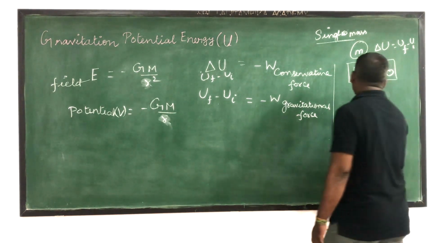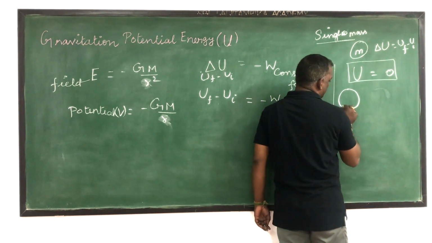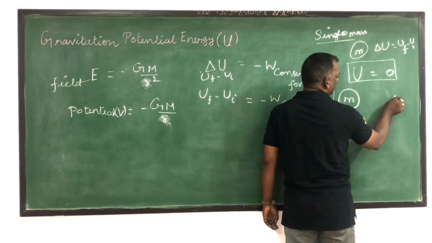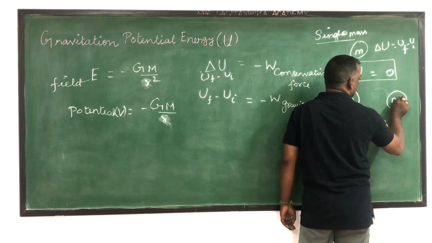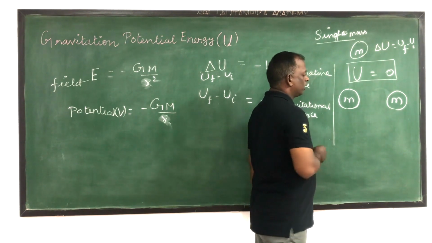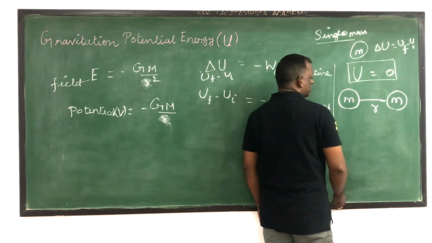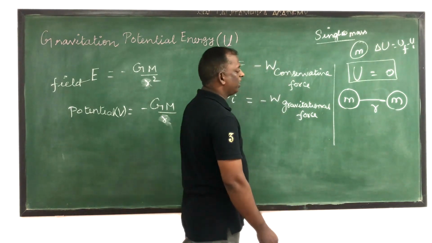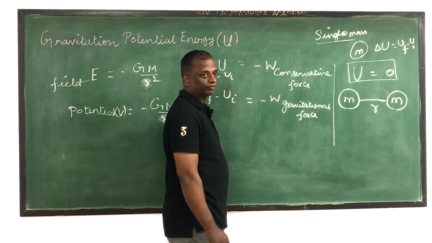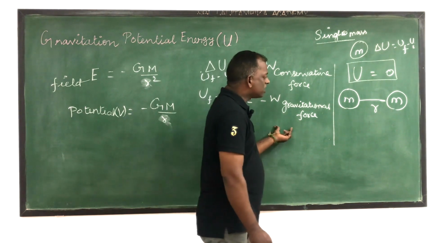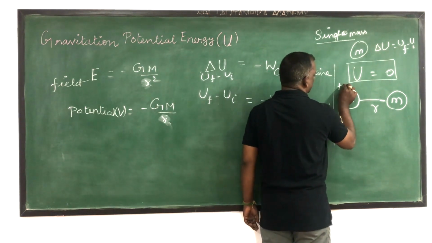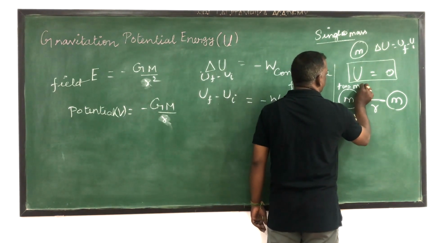இப்போ we have two masses. ரெண்டு மாஸ் இருக்குது. ஒரு மாஸ் m, இன்னொரு மாஸ் m. They are separated by distance r. So இது எவ்வளவு distance செப்பரேட் ஆயிருக்கு? They are separated by the distance r. So now what is the potential if there are two masses?